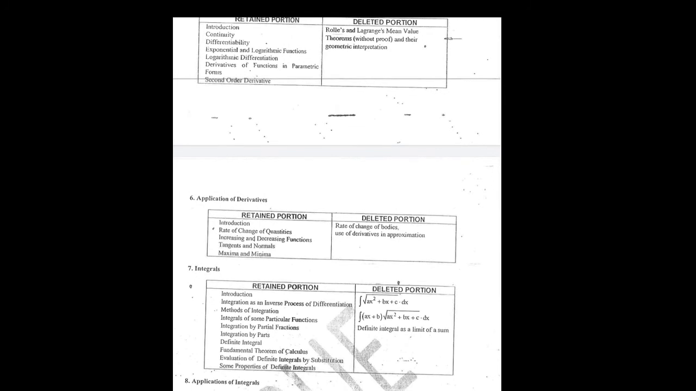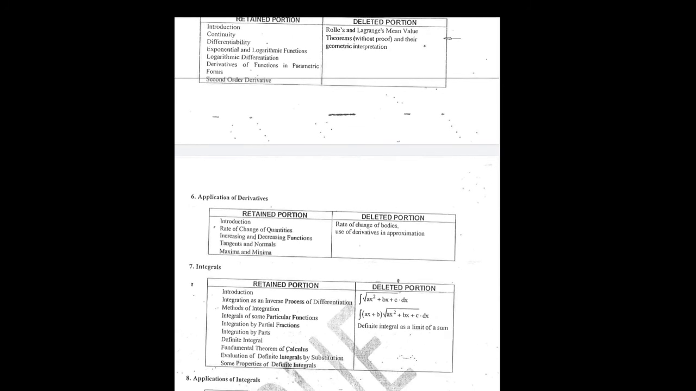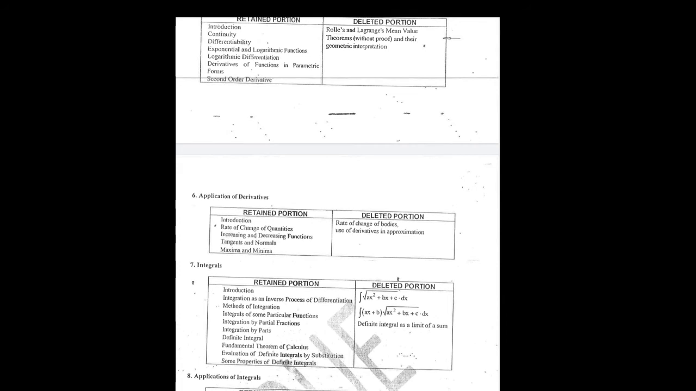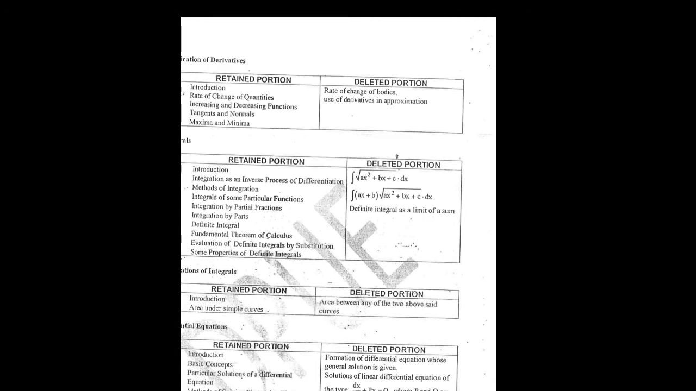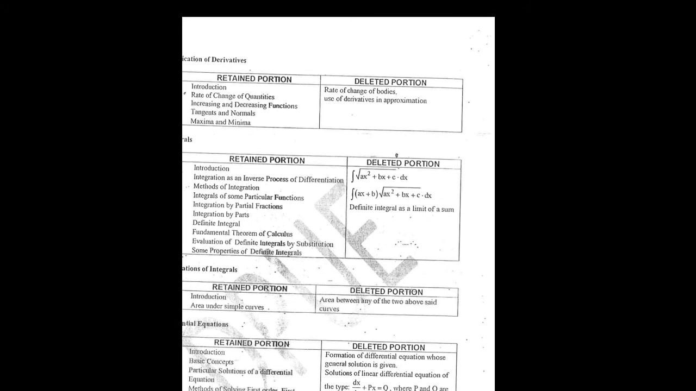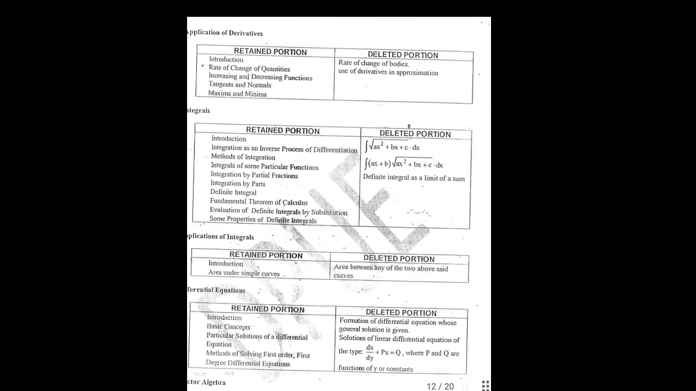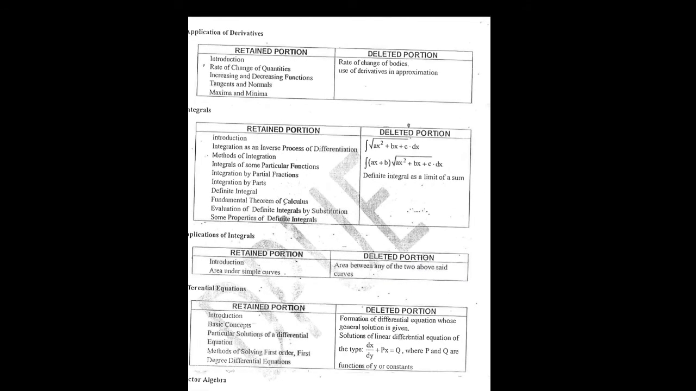Let us move to integrals. In integrals, integral root over ax square plus bx plus c and integral ax plus b into root over ax square plus bx plus c dx related models only are deleted. Remaining everything is retained portion only. So applications of integration, double curve combination, very important point, line curve combination is there, but two different curves combination questions they are not going to ask. Means two parabolas or parabola and circle or else two circles, those related questions they are not going to ask for you.